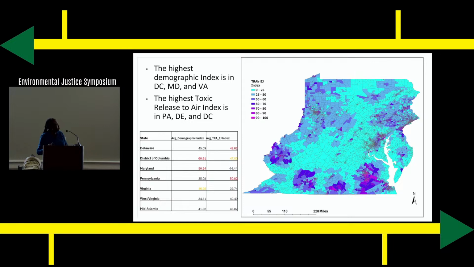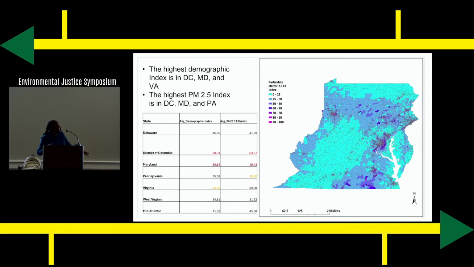So we're looking at the average demographic index for the states of the Mid-Atlantic region. We have Delaware, DC, so these are the figures for highest demographic and toxic release in the air index. This is also the toxic release air index for the Mid-Atlantic region. You can scroll down. I think I repeated it twice.